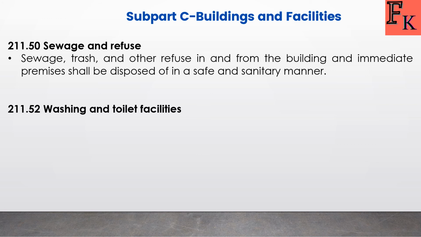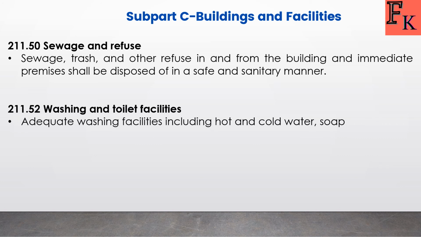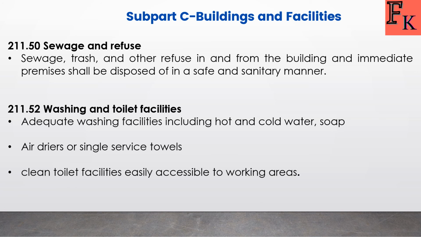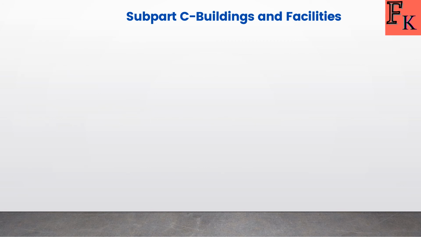Next section is 211.52 Washing and toilet facilities. So adequate washing facilities including hot and cold water, also soap, should be provided. Air dryers or single service towels should be provided wherever applicable. Clean toilet facilities easily accessible to working areas should be provided in the building. We're discussing all sections in brief. Stay with me. We will correlate all the points with 483 observations in the next slide.